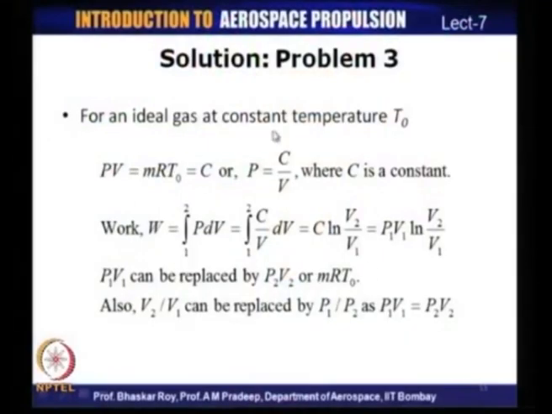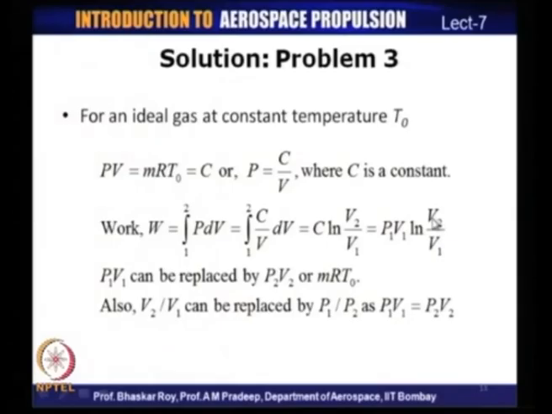Now, for an ideal gas at a constant temperature, here T0 remains constant, so it is an isothermal process. From the state equation, the product PV is equal to mRT0, which is equal to C, a constant, which means that P is equal to C by V. So, to calculate work is integral 1 to 2 of P dV, replacing P by C by V, we get C by V times dV, or C times natural log of V2 by V1, which is P1 V1 times log V2 by V1.